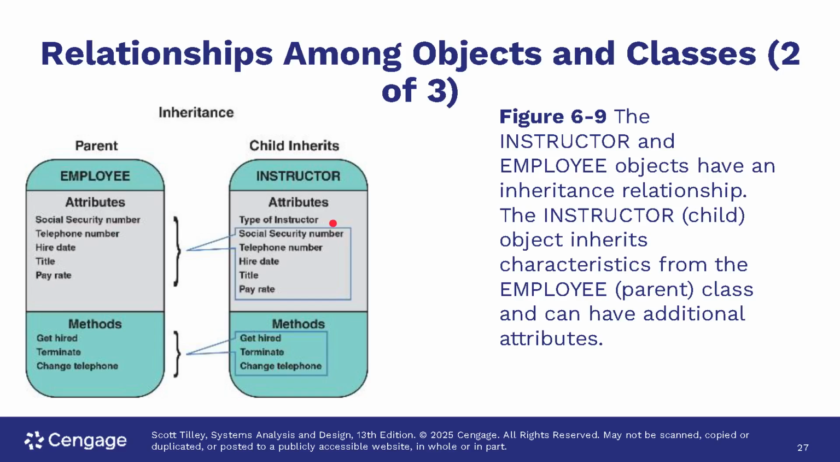Can you think of other attributes or methods specific to an instructor in this particular case? Looks like we're talking about a school. What would be additional attributes besides type of instructor that's an employee? Can you think of an attribute that would be unique to an instructor in this particular model? Schedule? What do you mean by schedule? Would it be a method or attribute? It would be an attribute. So like the schedule of the instructors? Yeah. Okay.